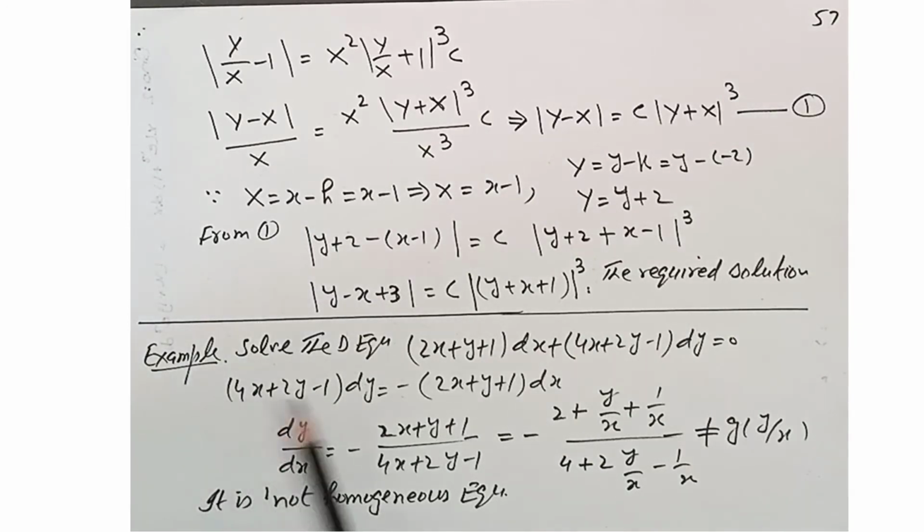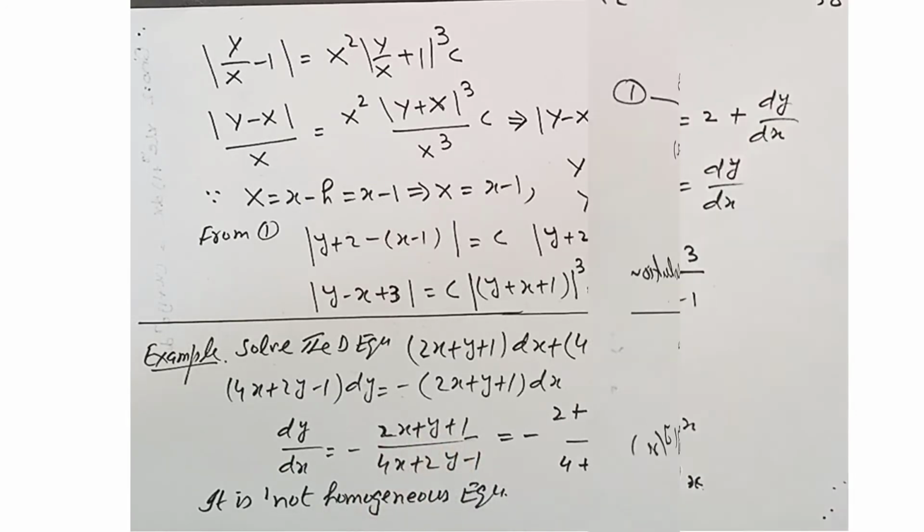Now example 2: solve the equation (2x plus y plus 1) dx plus (4x plus 2y minus 1) dy equal to 0. We can write this as dy by dx equal to minus (2x plus y plus 1) divided by (4x plus 2y minus 1). Dividing numerator and denominator by x, we have 2 plus y by x plus 1 by x, over 4 plus 2y by x minus 1 by x. This is not a function of y by x. This is not a homogeneous equation.